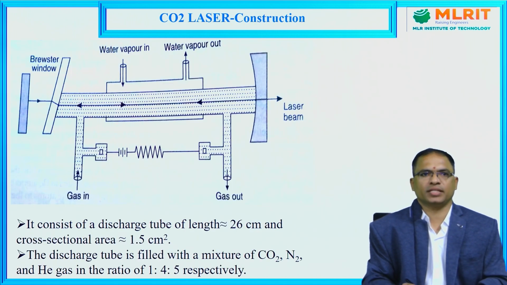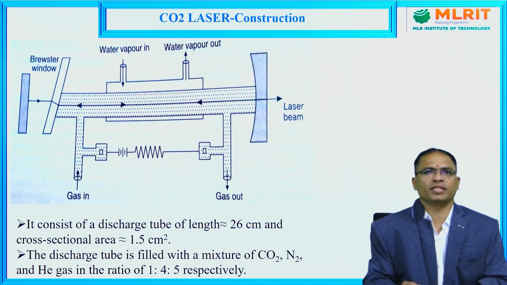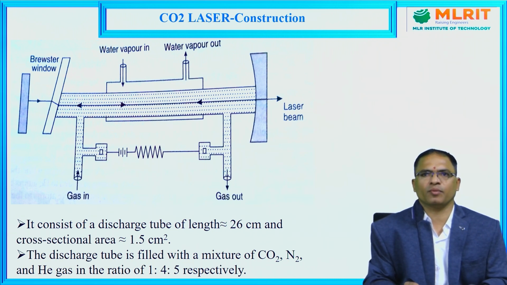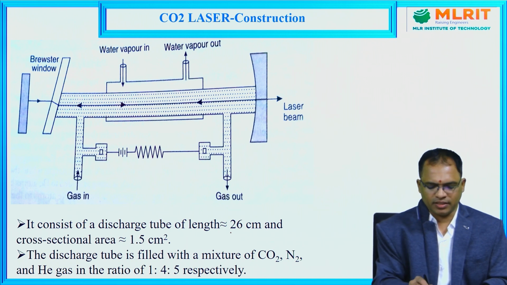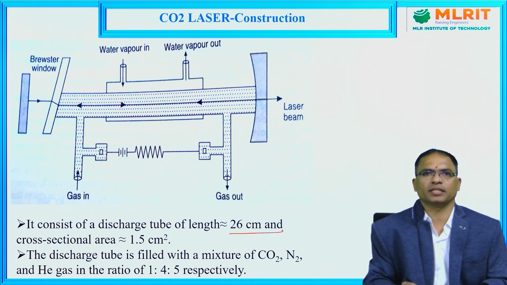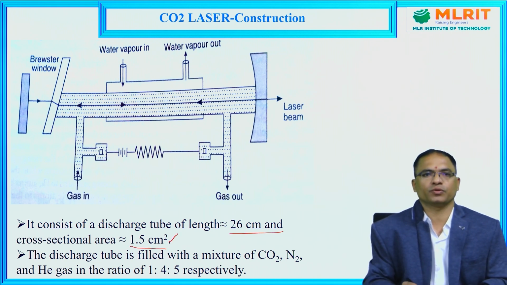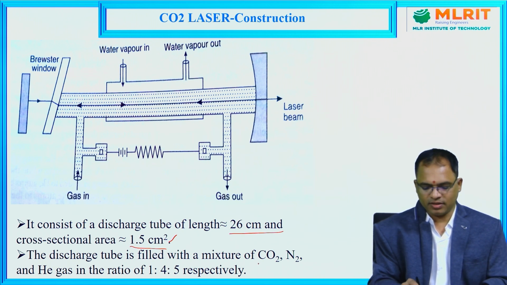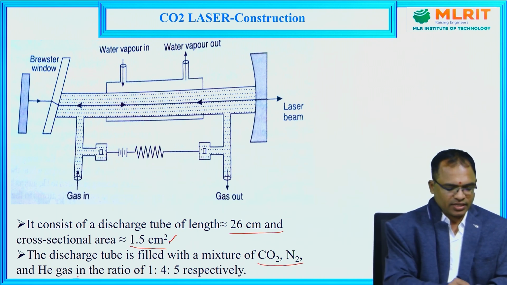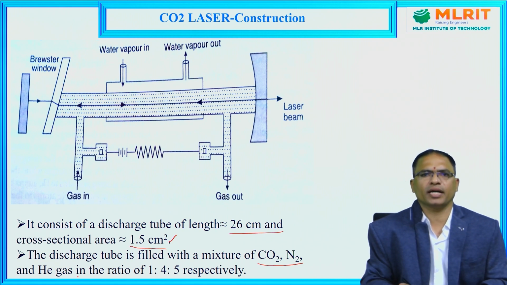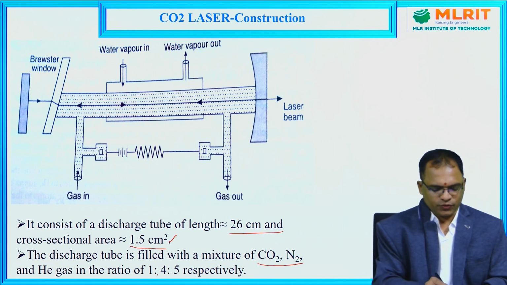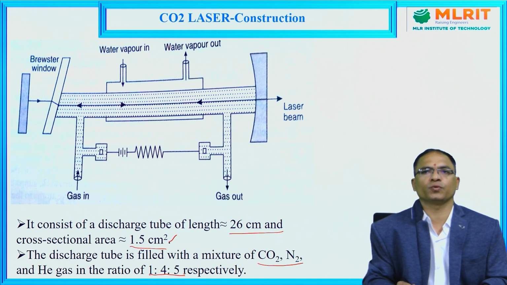So a CO2 laser generally consists of a discharge tube of very large length compared with its diameter. In this case, the discharge tube length is around 26 centimeters, and its cross-sectional area is 1.5 centimeter square. This discharge tube is filled with 3 types of gases: carbon dioxide, nitrogen as well as helium. A mixture of carbon dioxide, nitrogen and helium in the ratio of 1:4:5 is used in the discharge tube.